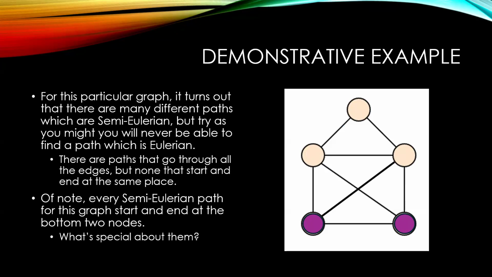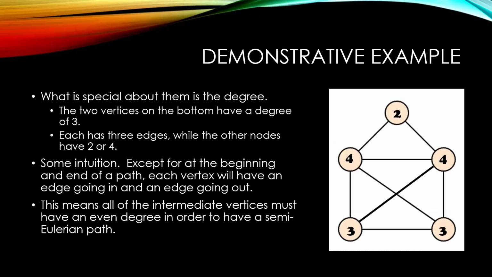And so we know that this is semi-Eulerian. What makes it semi-Eulerian? What is so special about those bottom two spots? And we only have so many tools we can use to analyze these structures. And so let's look at these bottom two and see what's special about them. The big thing is they have an odd degree. And so the two vertices on the bottom have a degree of 3. Each of the other 3 has 2 or 4. And so in this case, we see 2 edges. In this case, we see 4 and 4, but the bottom 2 have 3.